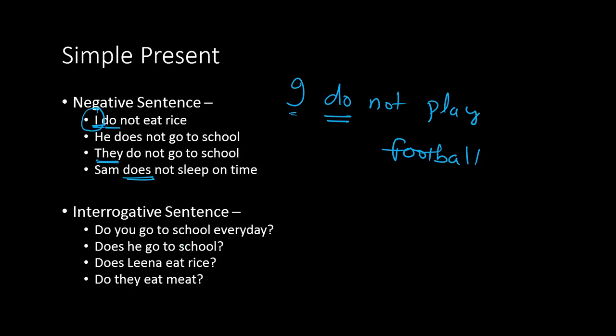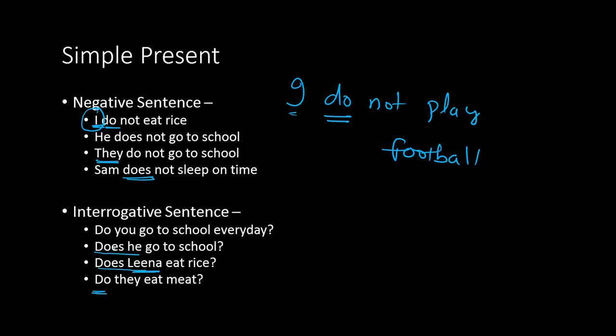So interrogative sentence is just about asking question. Do you go to school every day? Does he go to school? Does Lena eat rice? Do they eat meat? Now what are the differences? Well, when you have a singular and it is not I, we use does. Like does he, does she, does Lena. Lena is singular, right? It's a single person, hence we use does. But for plural, we use do. Do they eat meat?